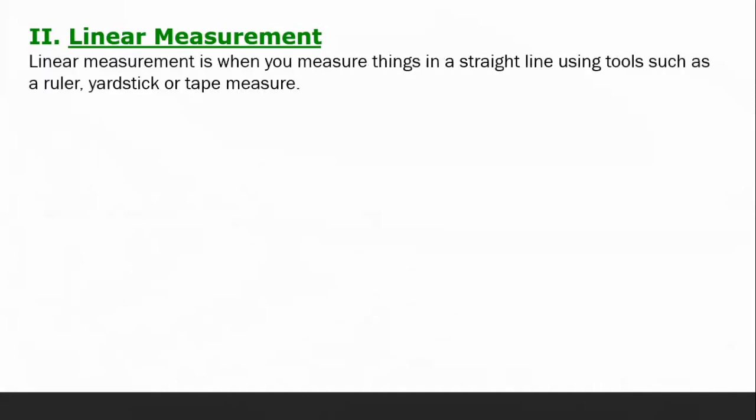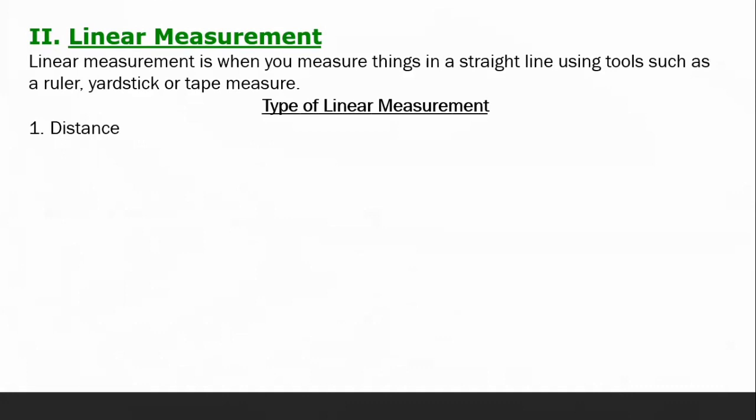Let's move to lesson number 2, the linear measurement. From the word linear or line. So it is being used when you measure things in a straight line using tools such as a ruler, yardstick, or a tape measure. So there are types of linear measurement. First, we have here distance.